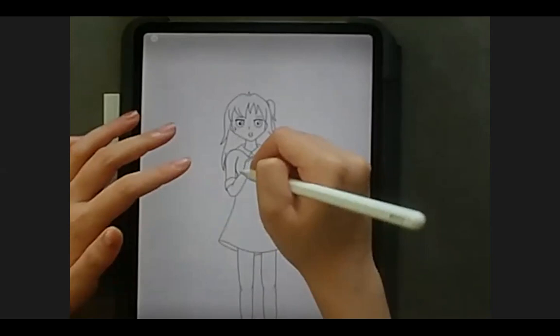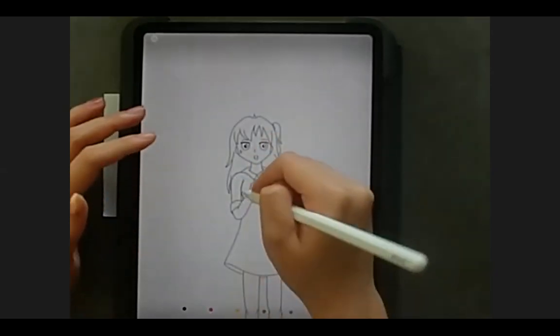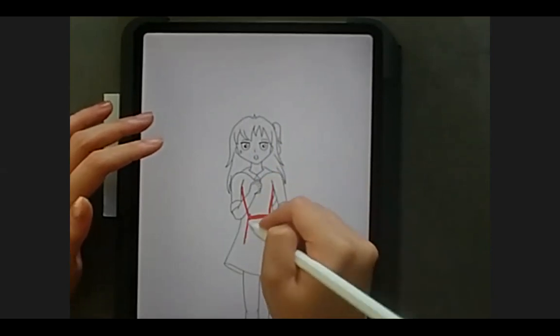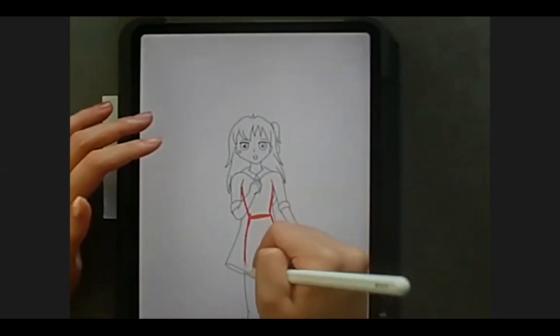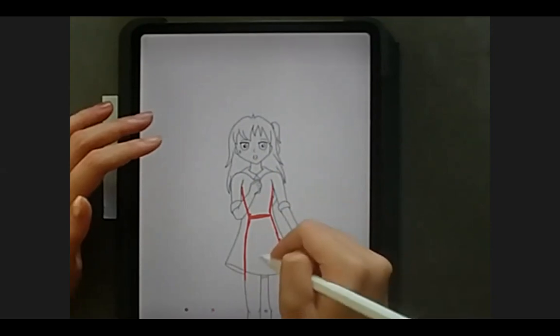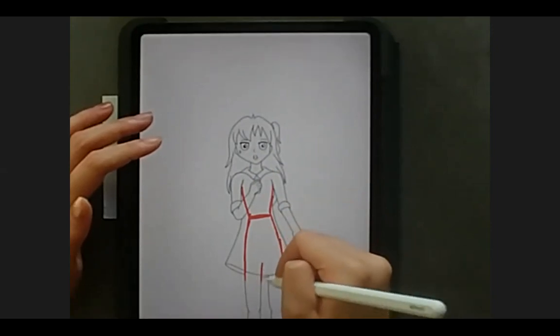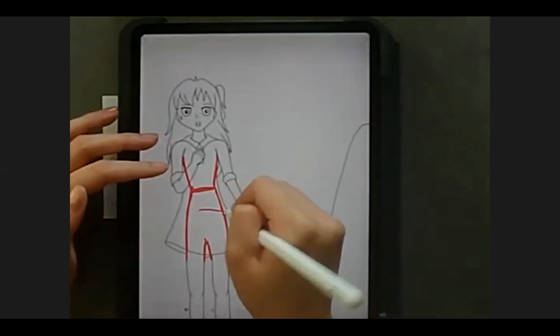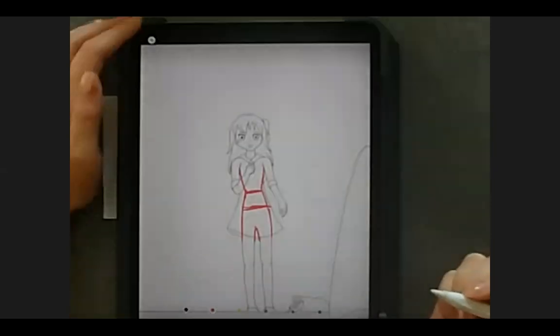Again, when you're drawing clothing, try to think about what the naked body looks like. So if I were to extend it, the leg is not starting at the right place.